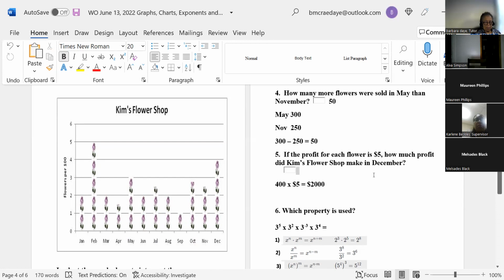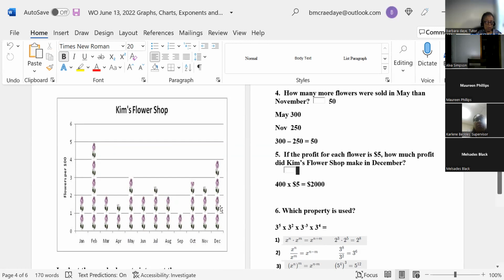When I went back over, I got it right because I didn't realize that it is 100 flowers on the other side. Oh, you didn't realize? No, the flowers are per 100. So each one of these flowers represents 100. I was just saying like 1, 2, 3. Okay. That's why.